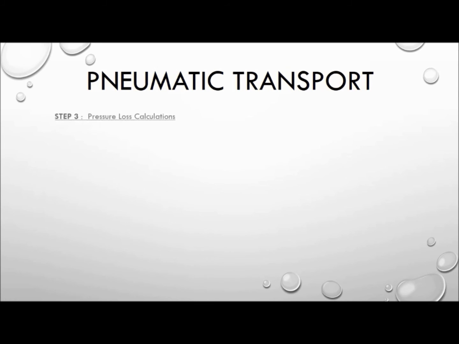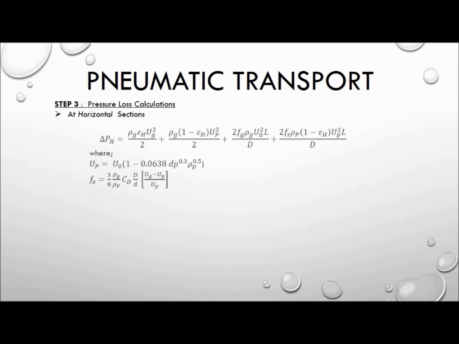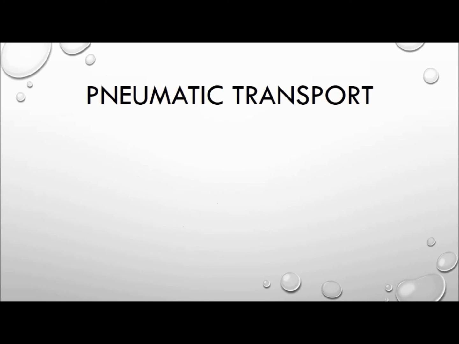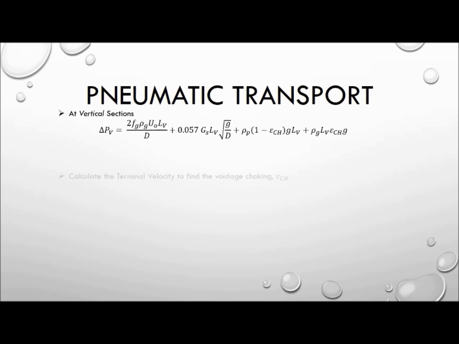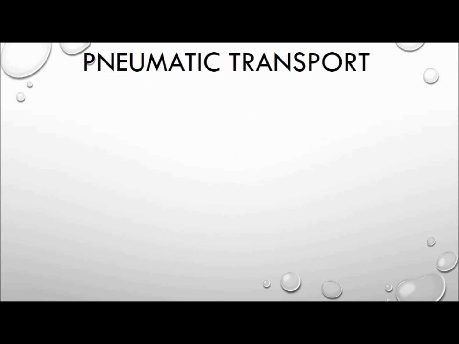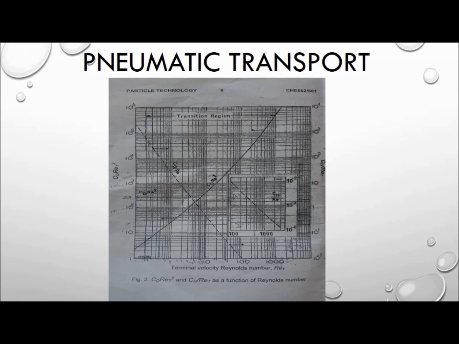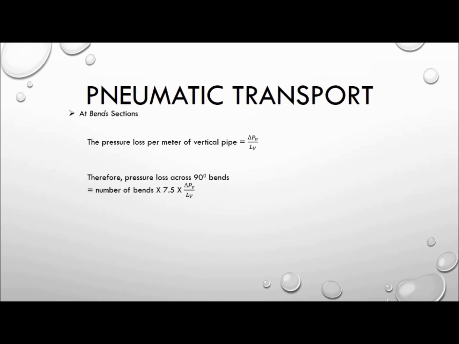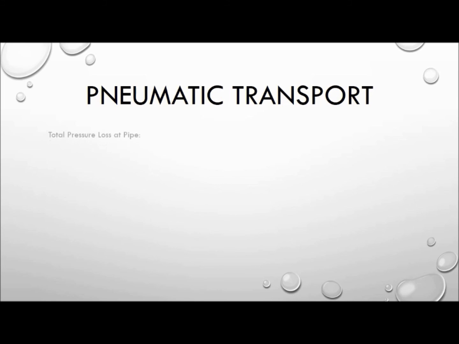Third, the pressure loss calculation. The 3 main parts shall be calculated in order to perform the pressure loss calculations. Horizontal sections. Vertical sections. The graph that needs to be used to identify the terminal velocity. And bent sections. Each part has its specific formula that should be used. Therefore, the total pressure loss along the pipeline can be calculated.